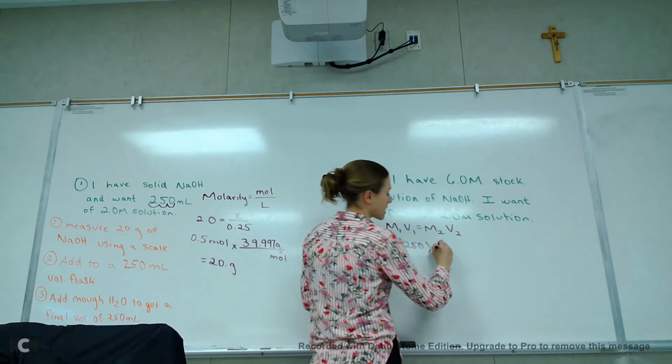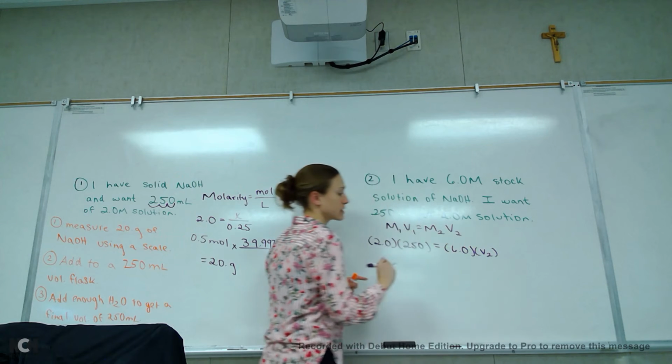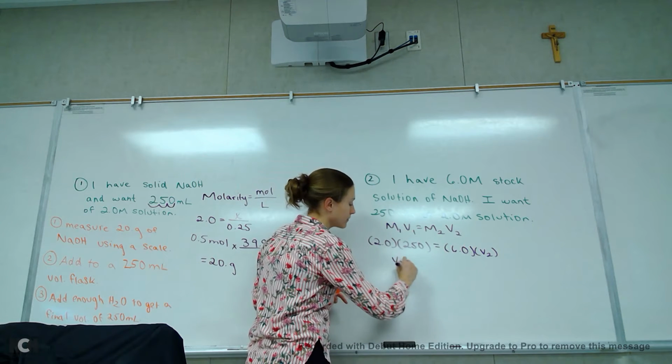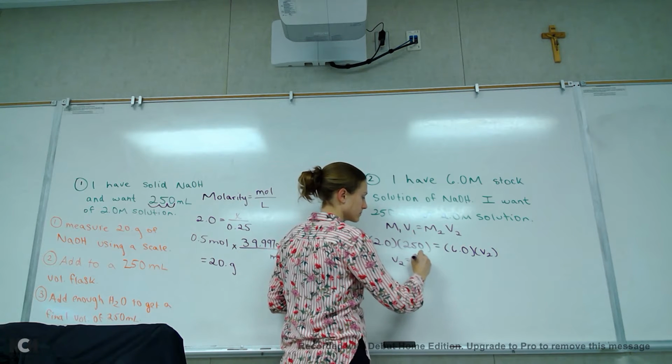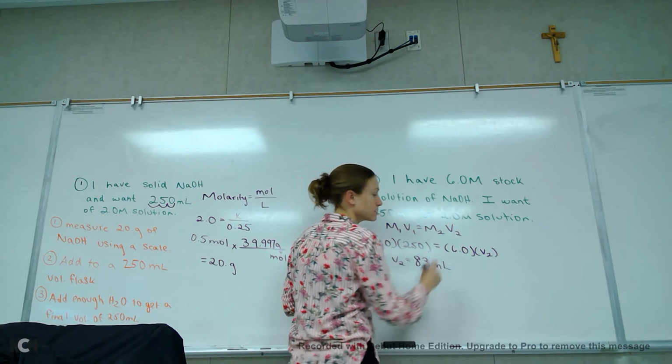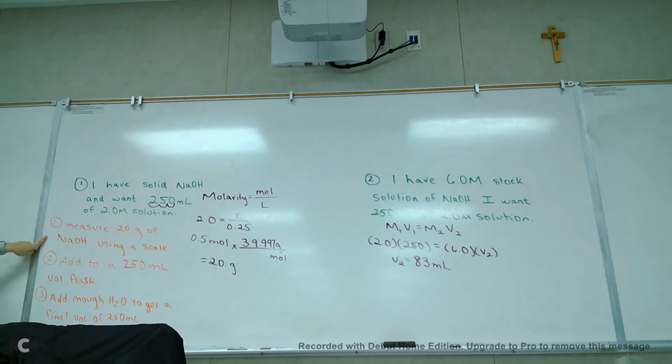Okay, the molarity is 6 molar, so I've got to figure out what volume of that concentrated solution I need. So when I solve for V2, what do you end up getting? Okay, 83 milliliters. So unlike this problem where I found a mass, I have a volume. How do you measure volume? Not with a scale. You need to use either a volumetric flask or a graduated cylinder.